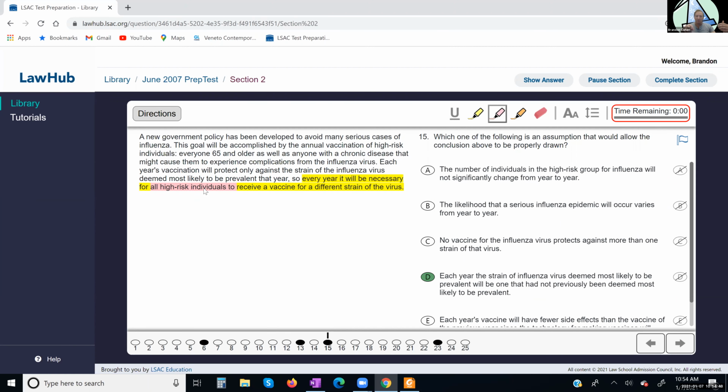So the extended characteristic is that every year it's going to be necessary for them to receive a vaccine for a different strain of the virus. All right, so every year it will be necessary for them to receive a vaccine for a different strain of the virus. Now, what evidence do we have about all high-risk individuals? Okay, it's just a yes or no. Do we have evidence about all high-risk individuals? Yes, all high-risk individuals is what we were talking about in this goal of this vaccination.